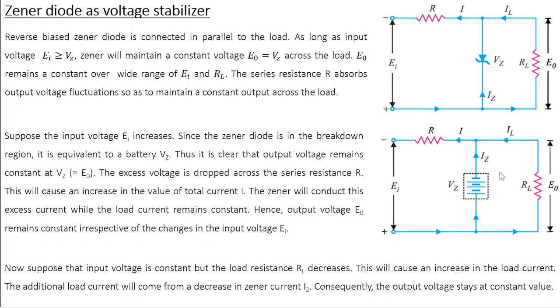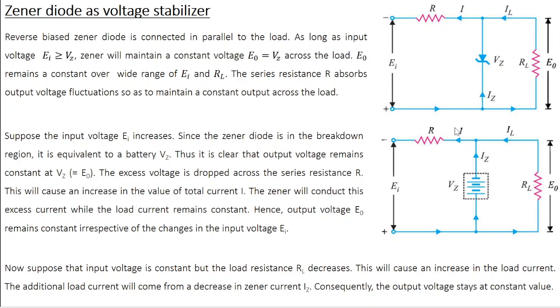But the circuit has to respond to the increase in input voltage, right? So here the role of the series resistance comes into the picture. The excess voltage is dropped across the series resistance R. So when the voltage increases, the total current in the circuit is going to increase. So I is going to increase.